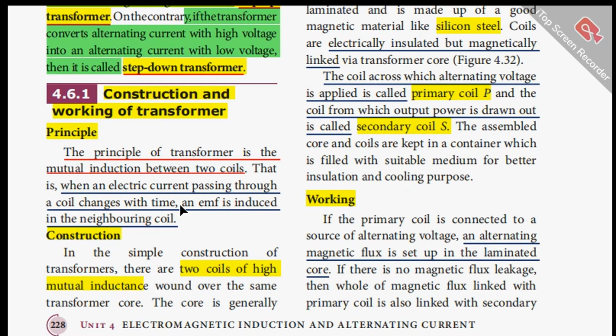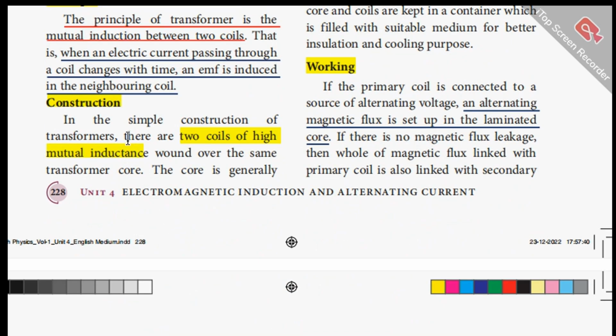Now we will study the construction and working principle of a transformer. First, let us study the principle of a transformer. The principle of a transformer is the mutual induction between two coils. That is, when an electric current passing through a coil changes with time, an EMF is induced in the neighboring coil. And now, the construction of a transformer.